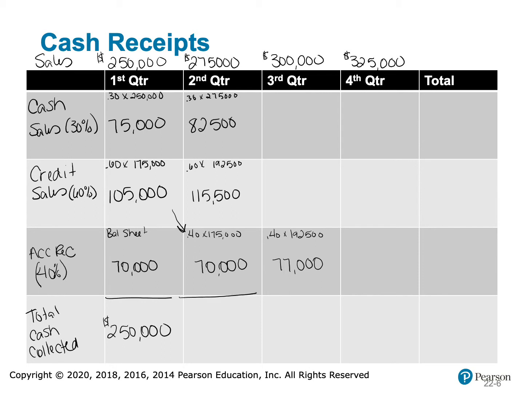So quarter two sales, if I total them up, I've got my 82.5 of cash sales, I've got my 115.5 of credit sales collected in quarter two, and then I have my accounts receivable, the 70,000 of quarter one sales that I'm collecting in quarter two, and I expect to collect $268,000 in quarter two. So I'll let you pause the video, go through, calculate quarter three and quarter four, and then the total, and then we'll move on to the next slide.